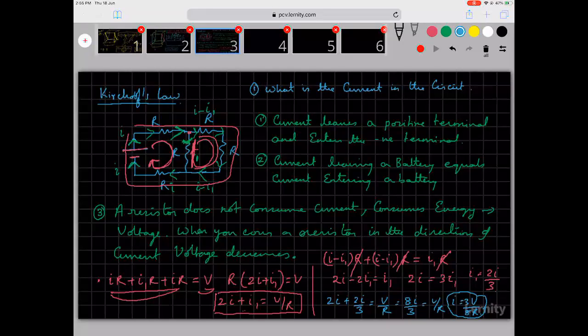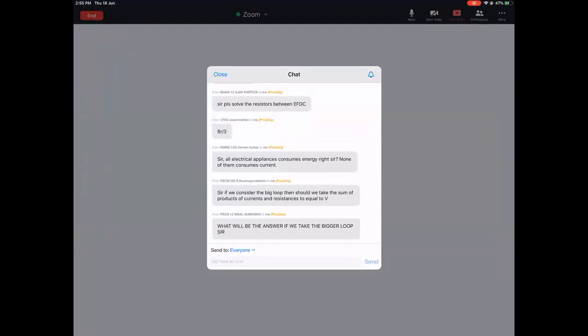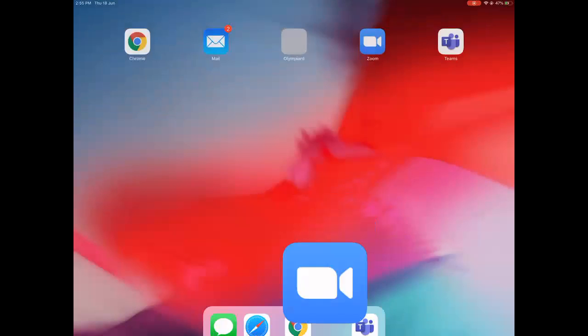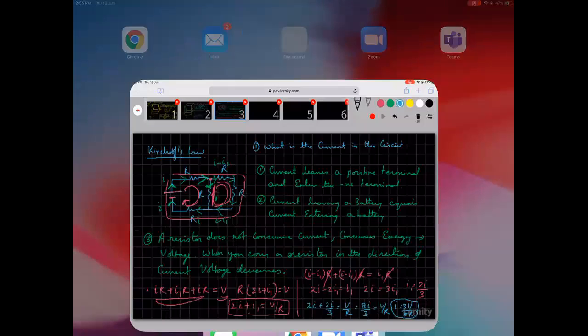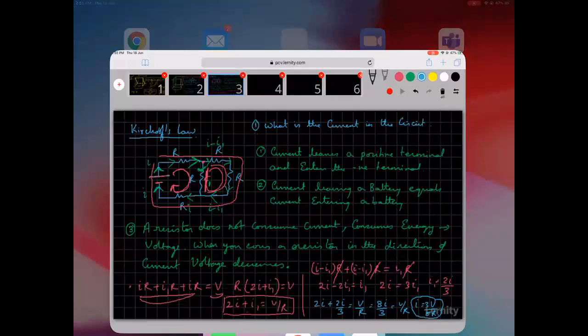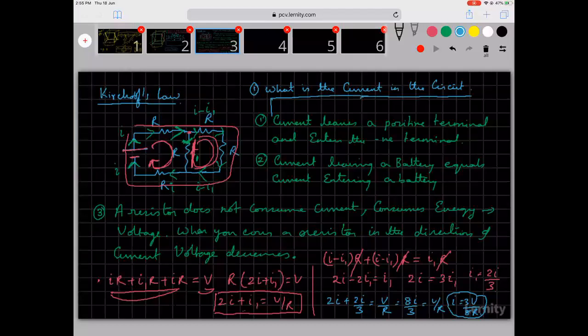Now let me see what the doubts are. What will be the answer if we take the small loop or the big loop? You have two unknowns, you want two equations to solve them. So I took the small loop. If you take the big loop, how will the equation look? I will write that equation in this box.